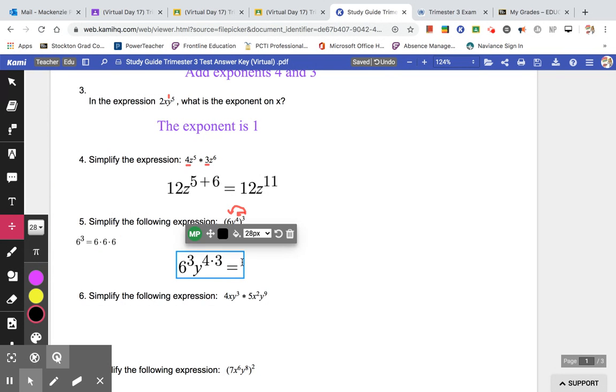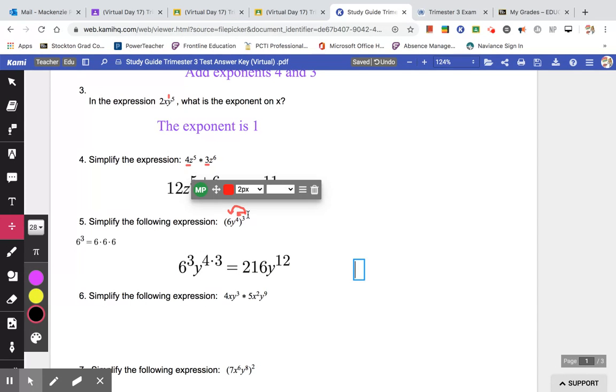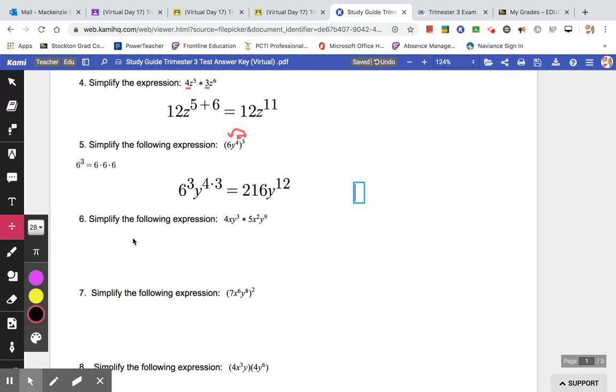So that would mean our final answer is going to be 216, coming from 6 cubed, y to the 4 times 3, which will be 12. So that will be our final answer for number 5. Again, we had power to power, so we were distributing that exponent to the inside of those parentheses and all of those bases.